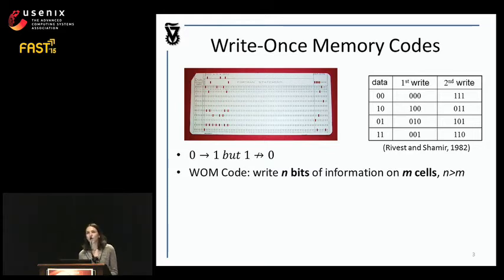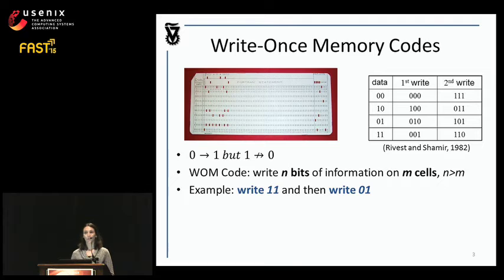So what we do is you have to take the data, you have to add some redundancy, and you encode it in a different manner for the first write or for the second write. So let's look at an example. Let's say you want to write two messages, 1, 1, and then 0, 1.